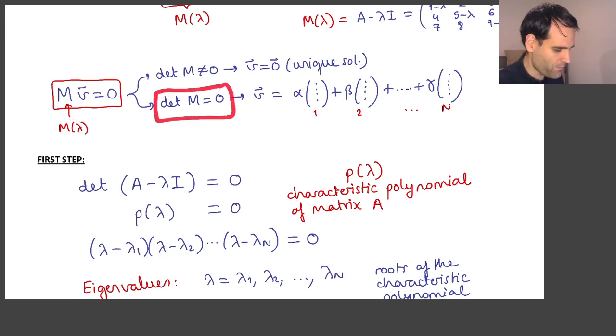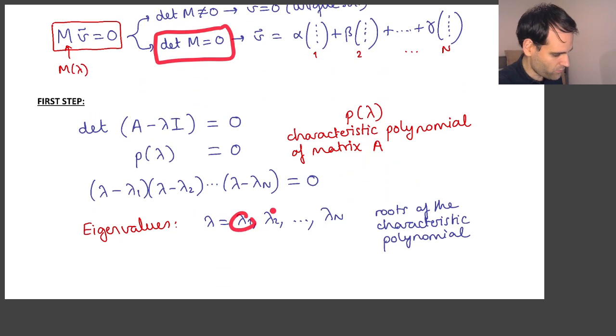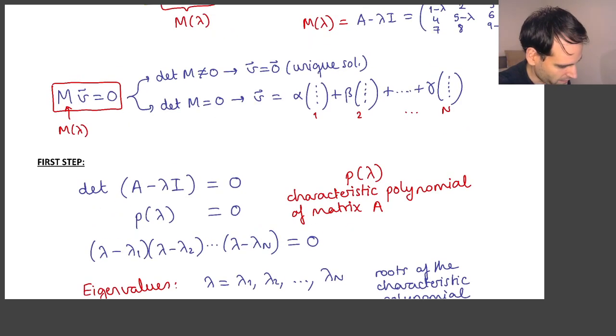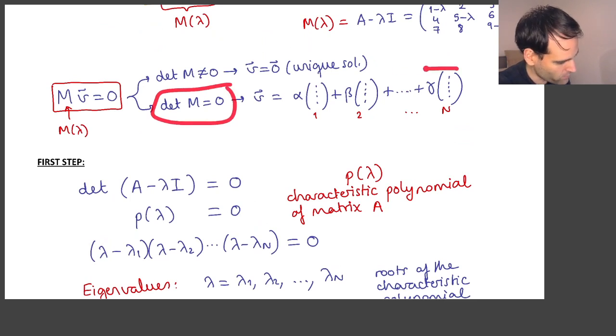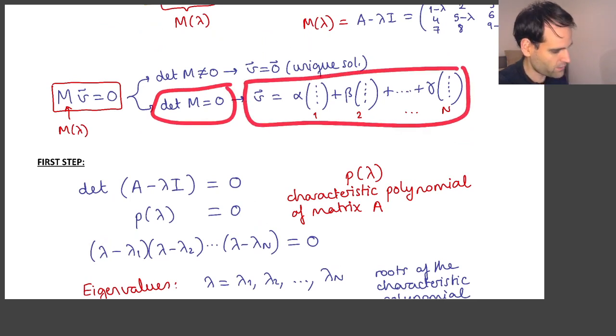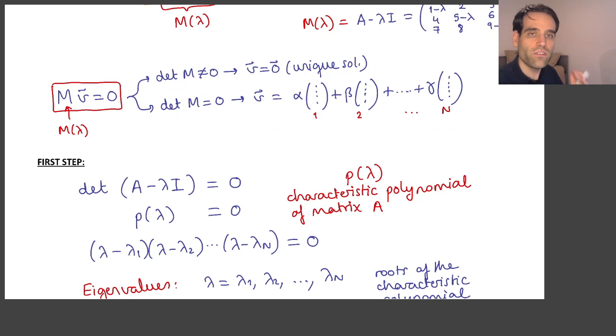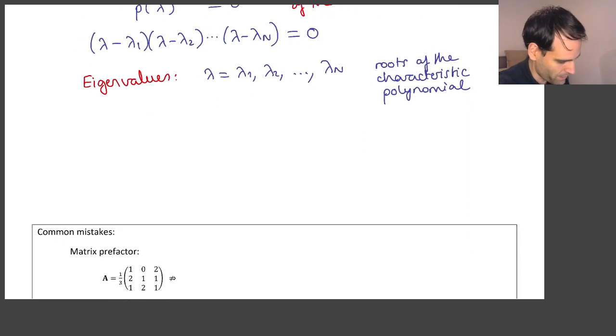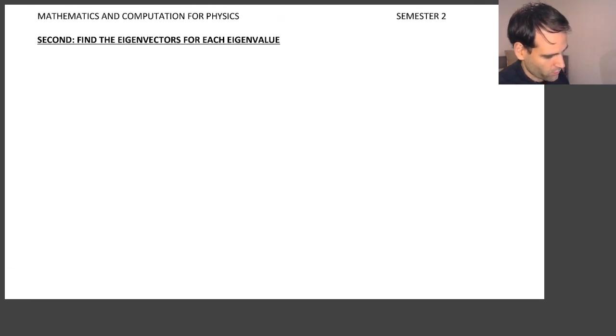So knowing that lambda has now each of these values, for each of these values we know that we are in this case. And therefore, our aim is to find the solution to vector v. And those will be the eigenvectors associated to each of the eigenvalues. Okay, so that will be step 2. So the second step is find the eigenvectors for each eigenvalue. So let's write explicitly how this step would look like.